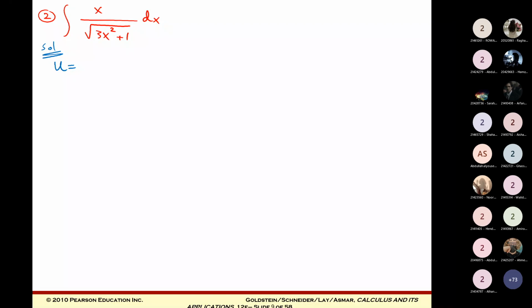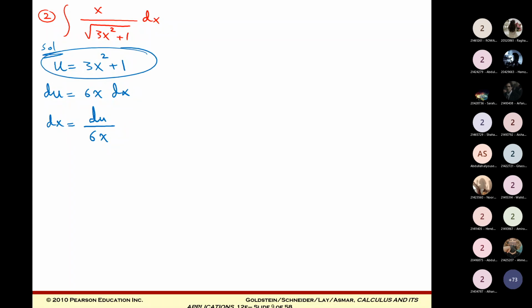Good. So inside the root, only inside the root, u equals 3x squared plus 1. Taking the derivative of both sides, we have du equals 6x dx, so dx equals du over 6x. Now we have two values, u and dx, and we need to substitute them in the integral: the integral of x over the radical of 3x squared plus 1 dx.